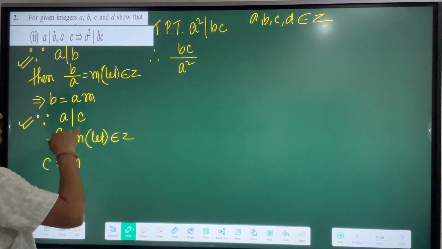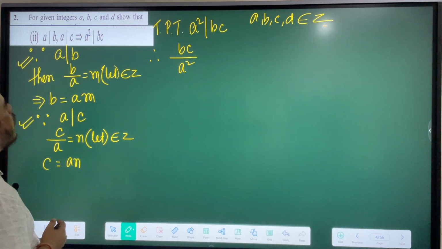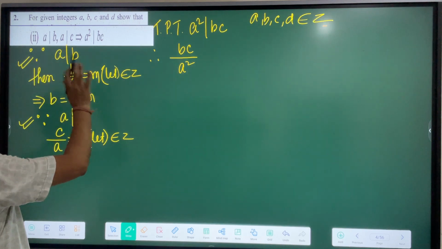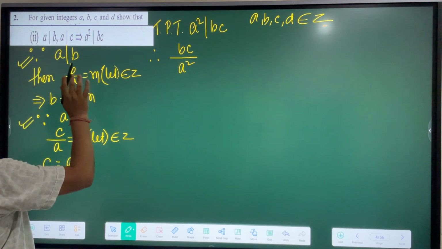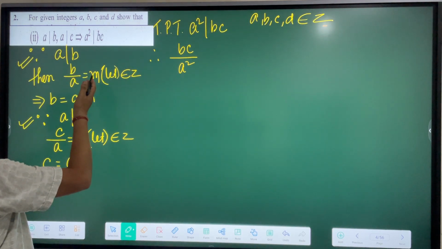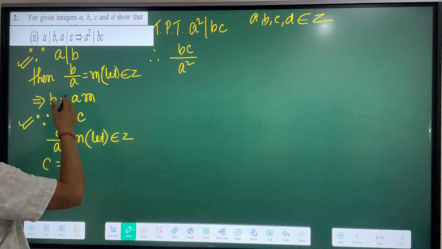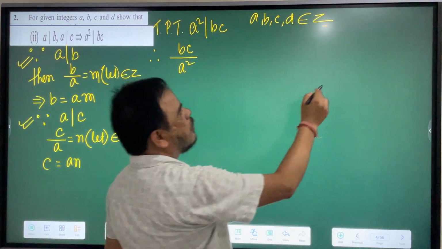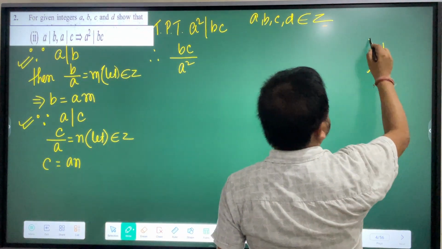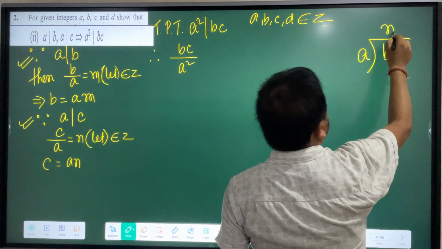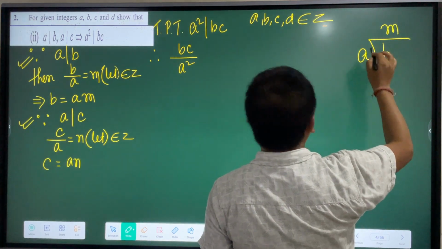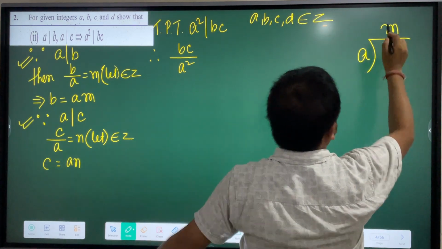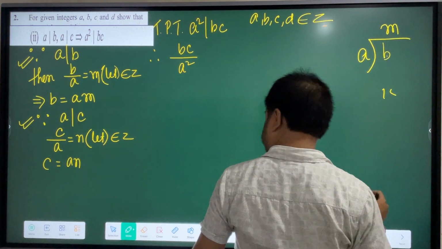Very simple, like in the previous sum I already explained, if we divide b by a, we will get one integer, one number. That is what we have taken, just let m, because we don't know what the numbers b and a are. a divides b, so if we divide b by a, we get m. That means b by a equals m.